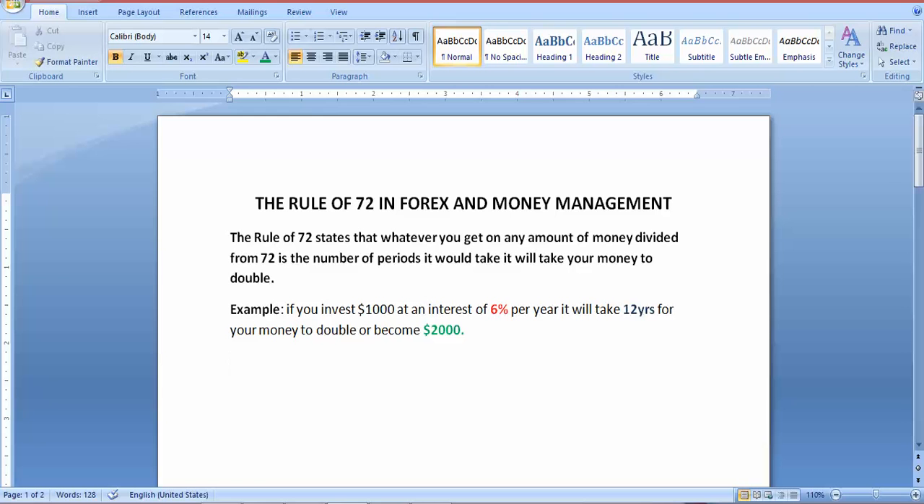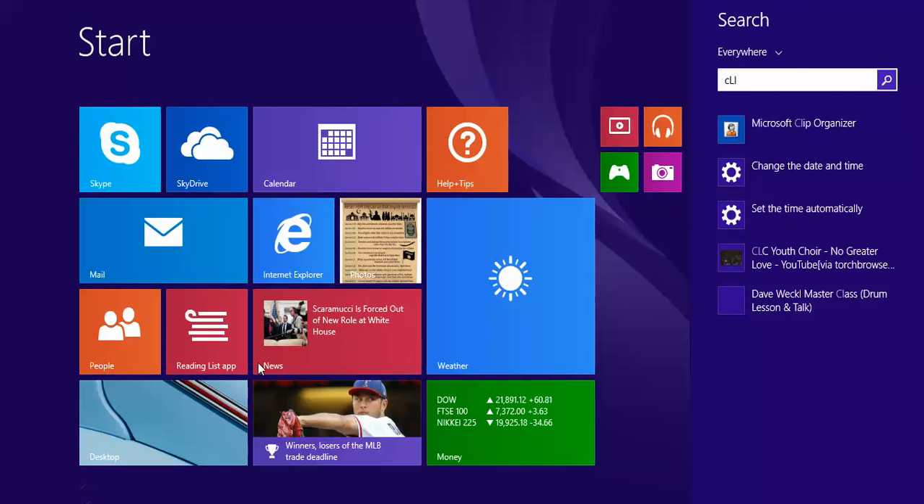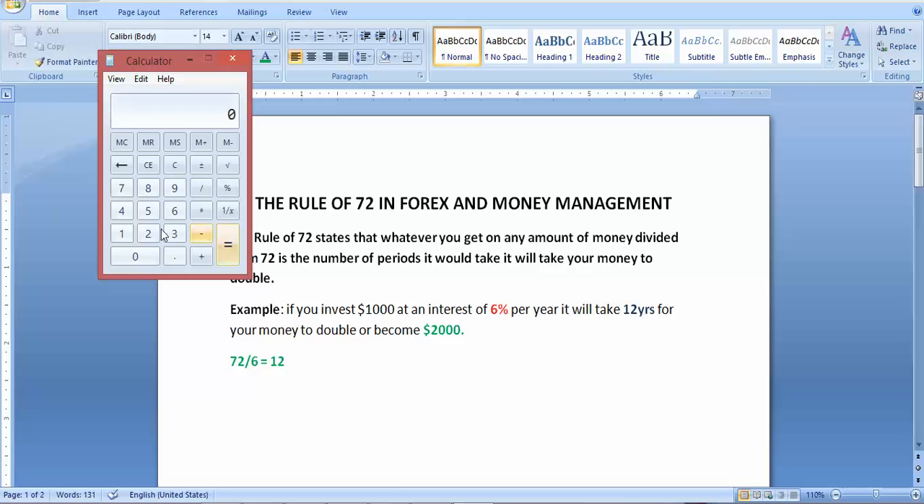So you have 1,000, then the rule of 72 will divide by the rate, then it will equal, you can do your calculation. 72 divided by 6 is 12. Yeah, 72 divided by 6, you can do that. Let me get a calculator. Okay, 72 divided by 6 equals 12 years. So it will take 12 years for this money to double.